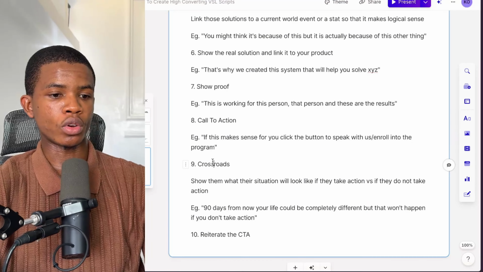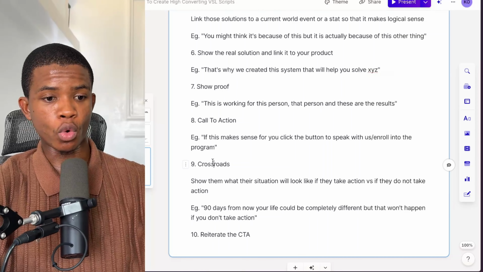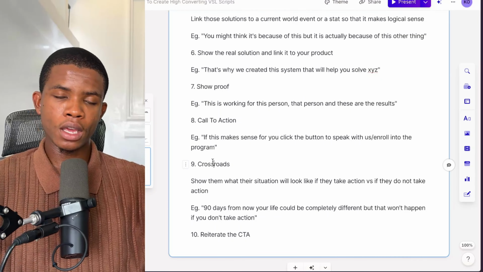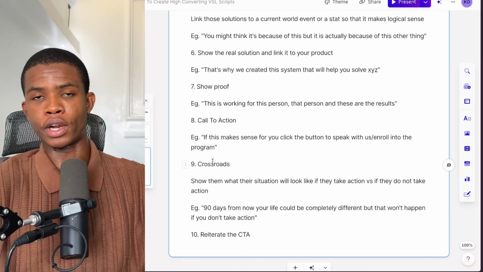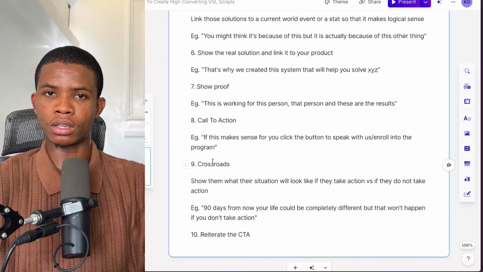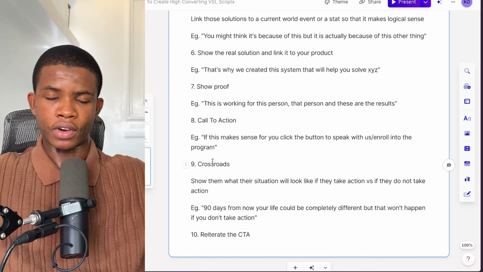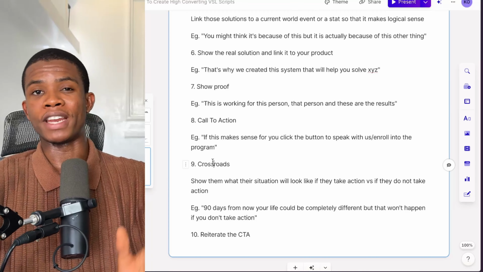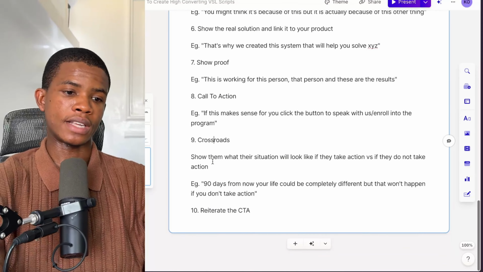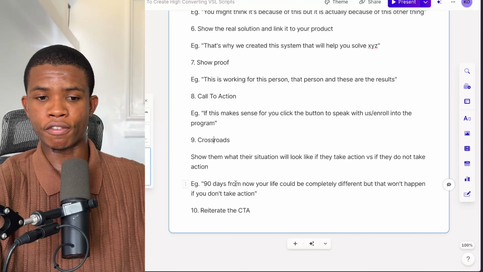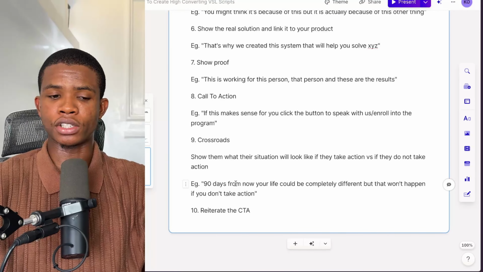And then the next thing is you want to give them crossroads. So you want to show them what their situation is going to look like if they take action versus if they do not take action. It's very important, right? People need to see that distinction because it's very different. So you need to show them what's going to happen if they take action, and if they do not take action. It's very simple. Example, 90 days from now, your life could be completely different, but that will not happen if you do not take action. Very simple.